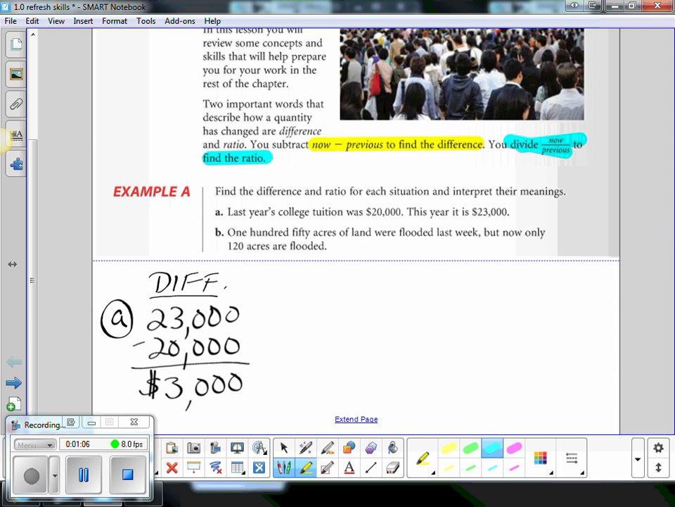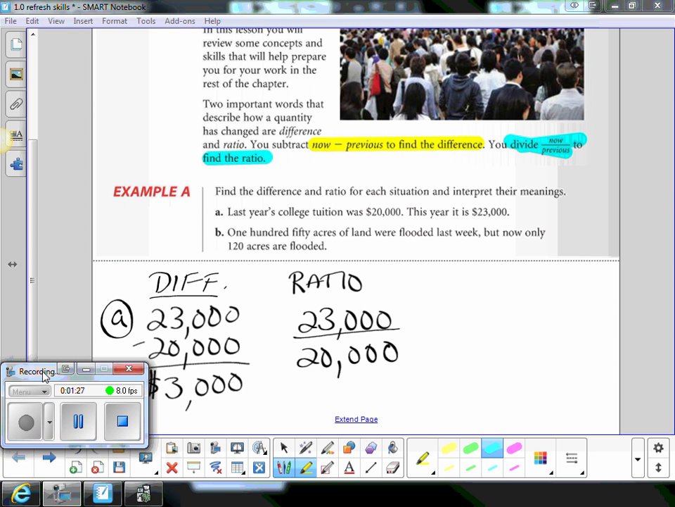The ratio is a little bit different. You're going to come out with a decimal. So for the ratio, instead of subtracting, you divide. This is another way of figuring out the percent change that is occurring when a college tuition goes from $20,000 up to $23,000. I'll show you what I mean by that with percent change.